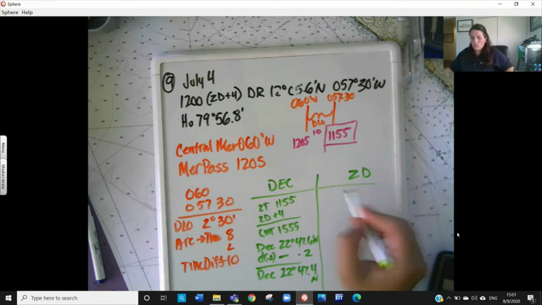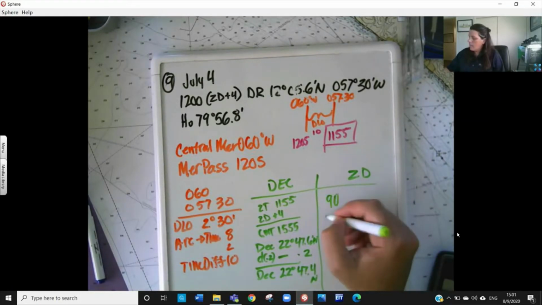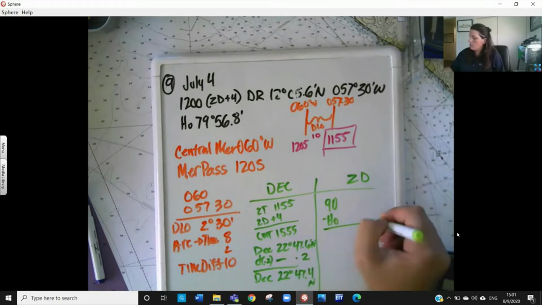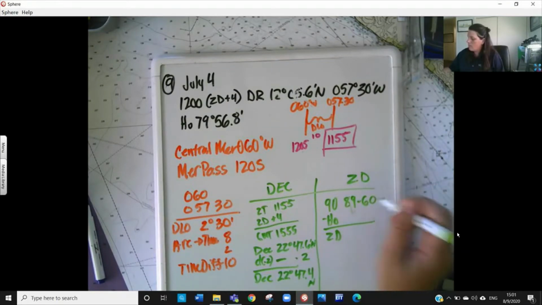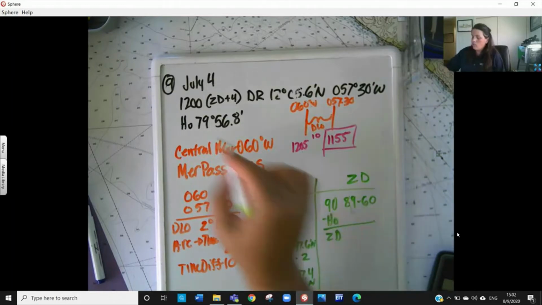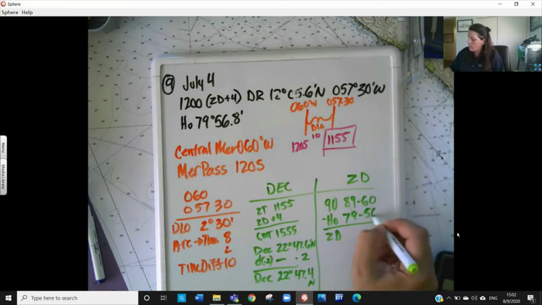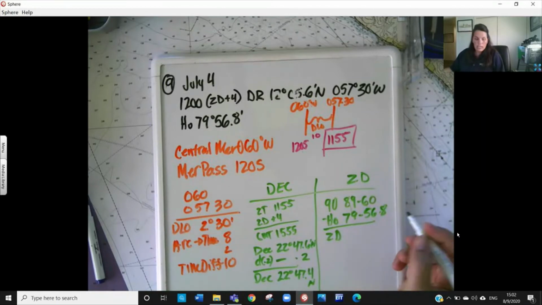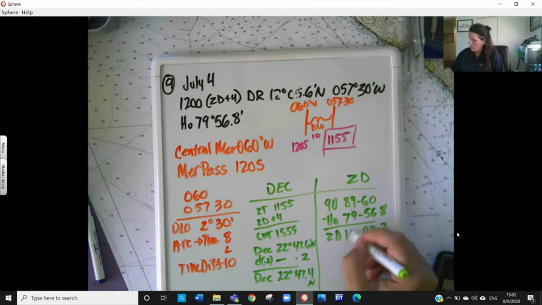Now for my zenith distance, I have 90 minus my altitude to give me zenith distance. So 89 60. My altitude was 79 56.8. So that gives me a zenith distance of 10 degrees 3.2.